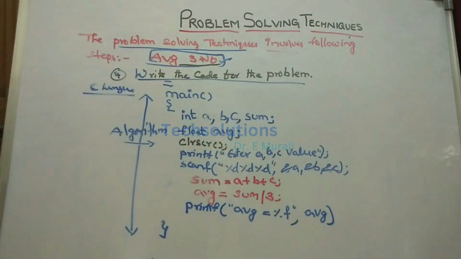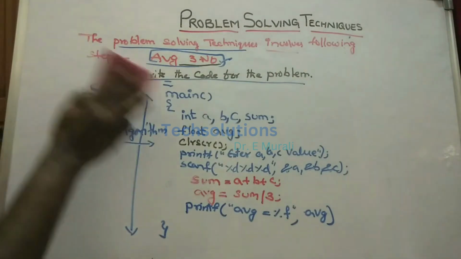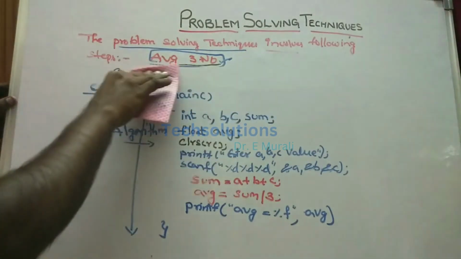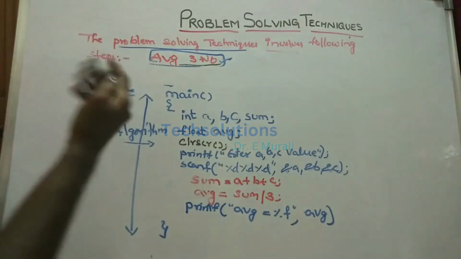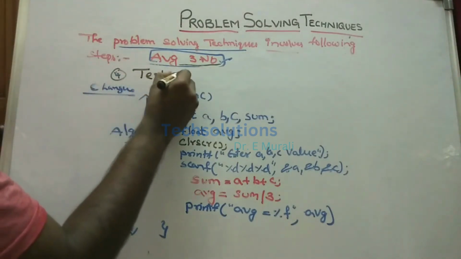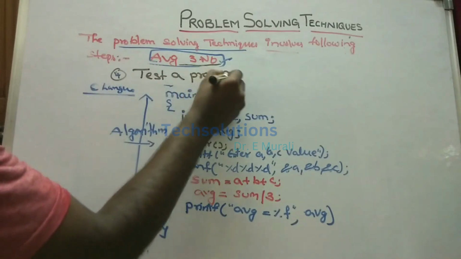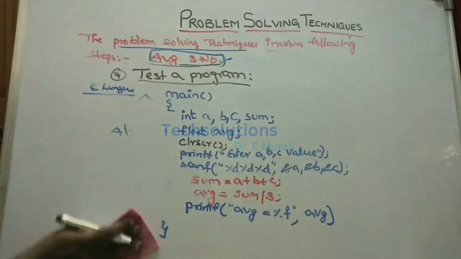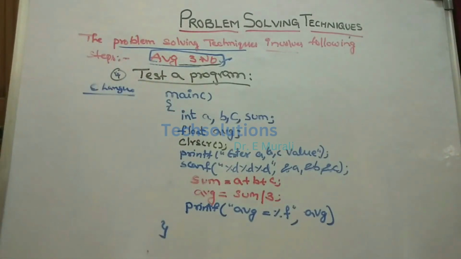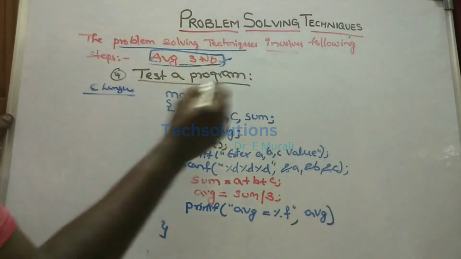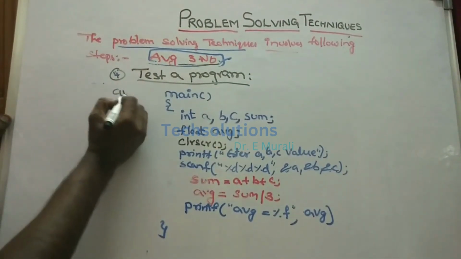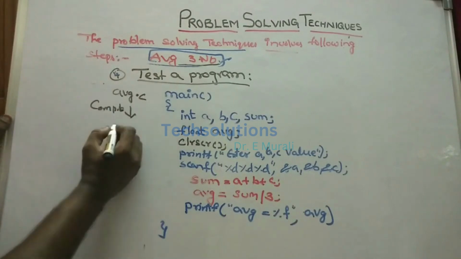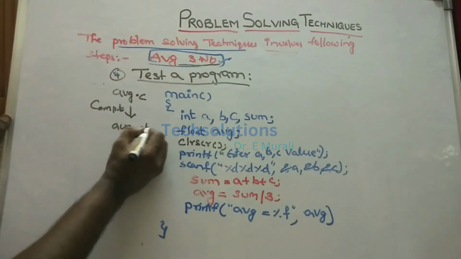And finally, the fifth step. What is the fifth step? Test your program. It means the program I have written, finally I want to test. That means I want to check whether the program executes or generates any error. While executing any program, first you have to compile. What is the purpose of compilation? Suppose you save the program with the name avg.c, that is average. Whenever you compile, the object file avg.obj will be generated.